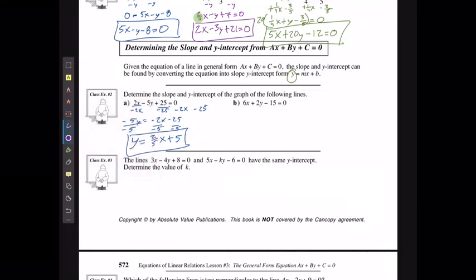The same thing is going to hold true for b. First thing I'm going to do is move that 6x over by subtracting 6x from both sides, move that negative 15 over by adding 15 to both sides. And I can say that 2y is equal to negative 6x plus 15. And I'm going to divide everything by the coefficient of y, divide it all by 2. So in this case, I can say y is equal to negative 2, or 6 over 2 is going to become negative 3x, and 15 over 2, I'm just going to leave it as 15 over 2.